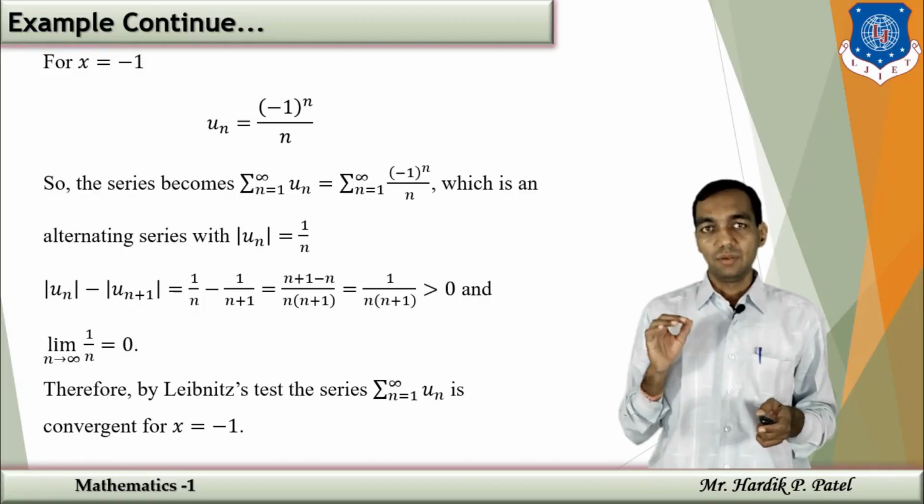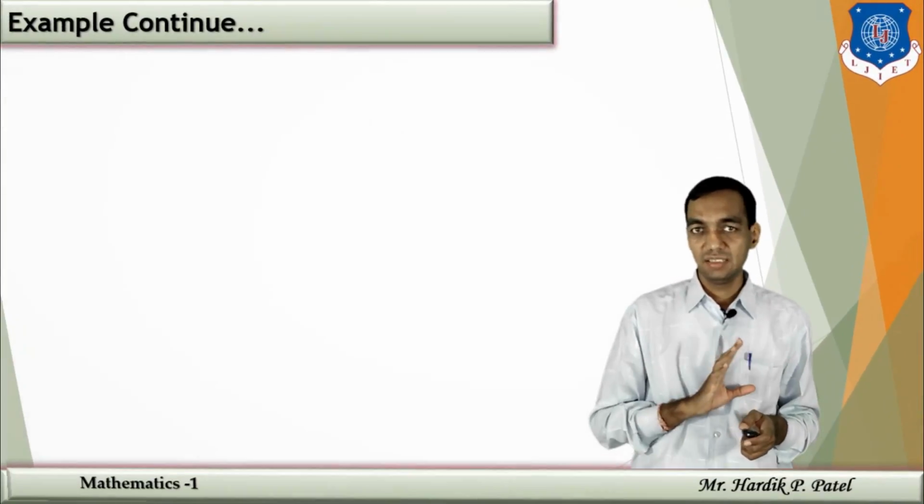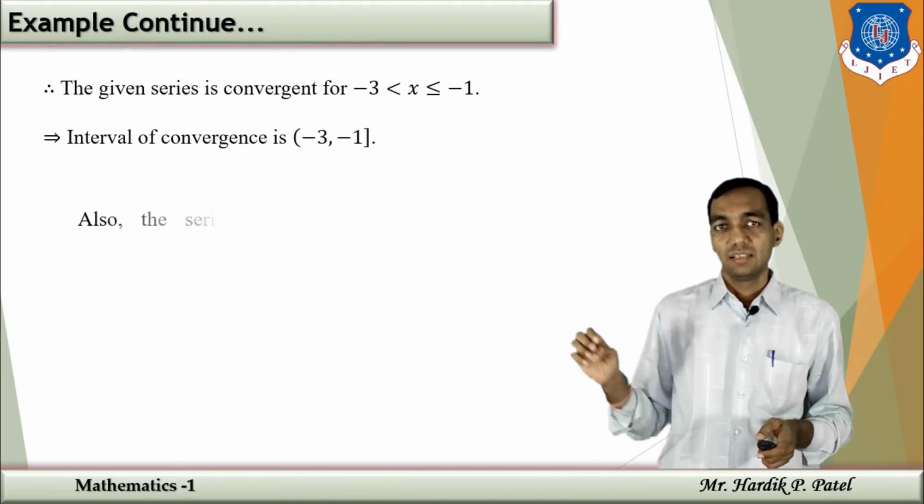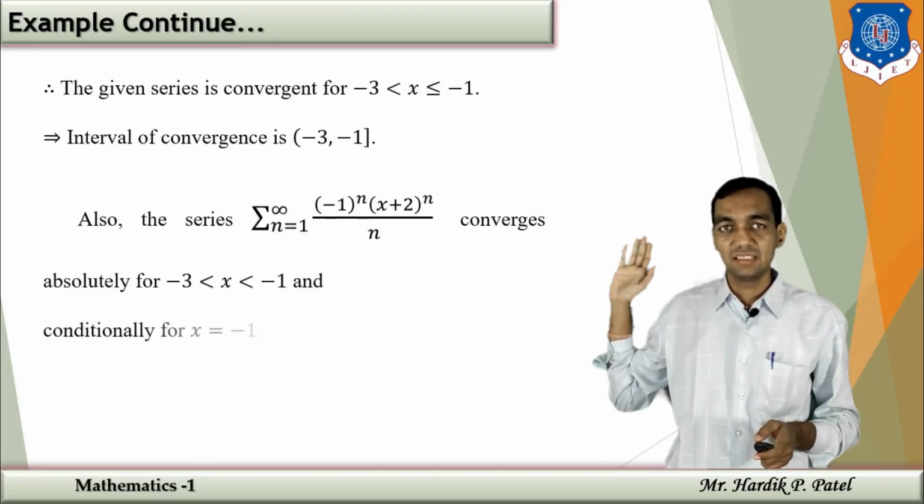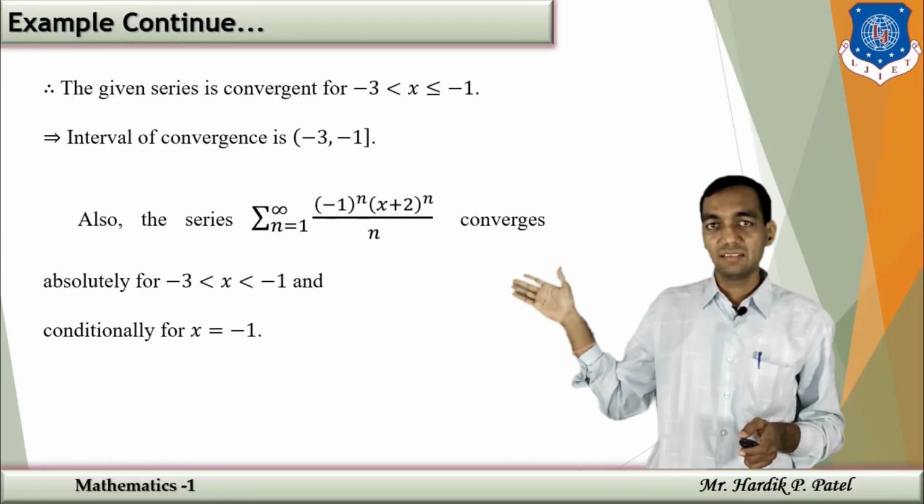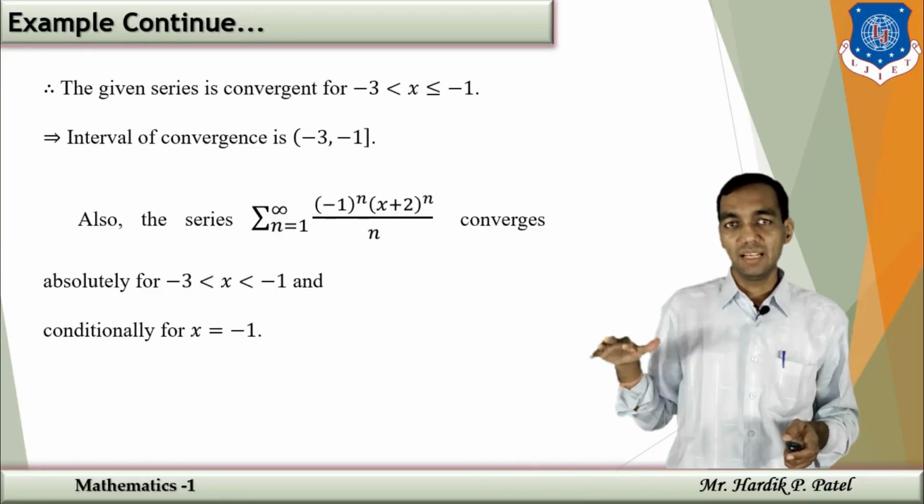Now see, at minus 1 your series is convergent, at minus 3 your series is divergent. So if you are writing the region of convergence, then the given series is convergent for minus 3 < x ≤ minus 1, and the interval of convergence will be the open-closed interval (-3, -1].